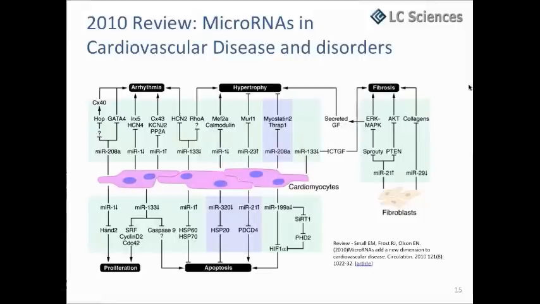If we look at a couple of review papers, this one certainly stands out. It's a very comprehensive paper, of course from Eric Olson's lab, published in 2010 in Circulation. This is one of the main graphs from the paper, and it shows nicely the different microRNAs that were identified. They're all listed here and how they interact with particular targets.